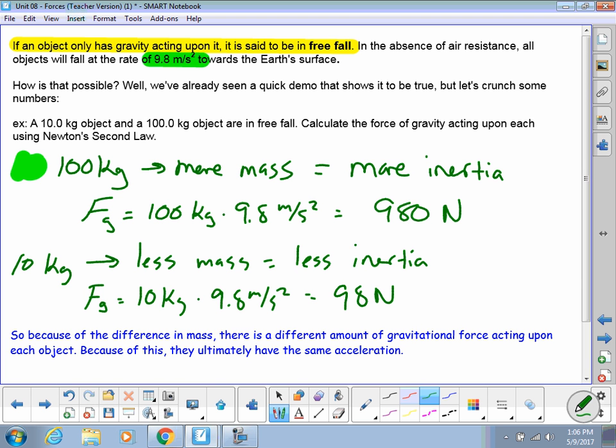Both objects are accelerating at the same rate, but they have different amounts of force on them. Different amounts of force for different amounts of mass, because they have different inertias. As he says in the video, the heavier object has greater resistance to changing its motion. So yes, gravity does pull down on heavier objects with more force, but even though it pulls down on them with more force, they still accelerate at the same rate as lighter things. Okay. So there's a different amount of gravitational force acting upon each object. Because of this, they ultimately have the same acceleration.